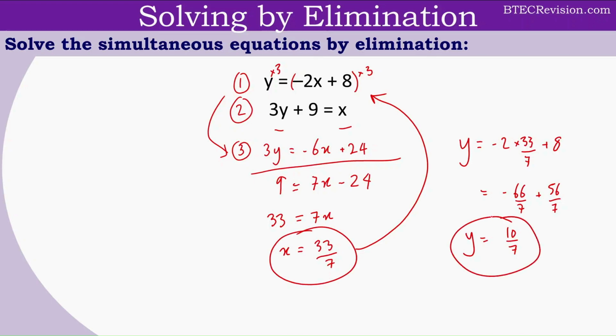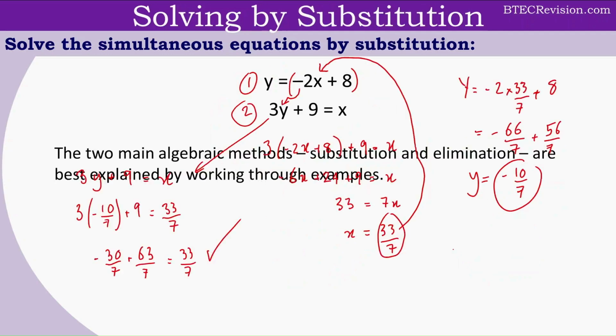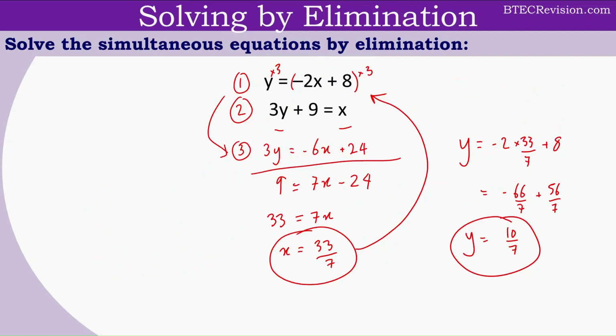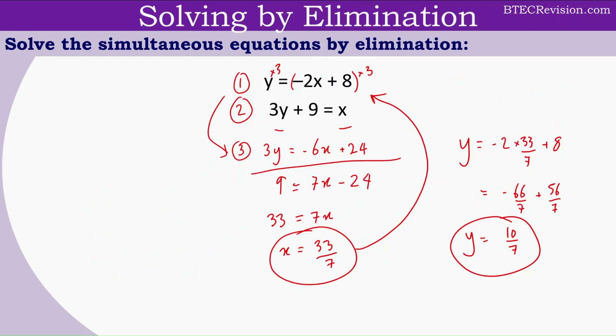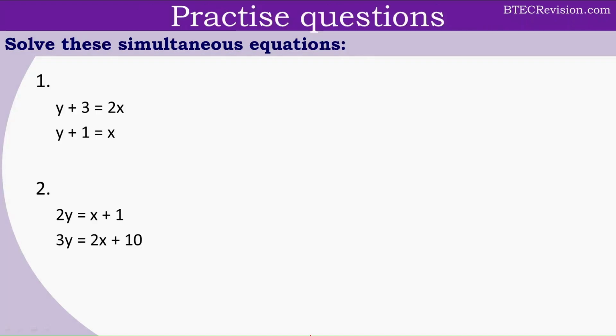Now, if we compare, these two simultaneous equations are the same as from the previous example, and we can see that the values are exactly the same. So 33 over 7 for x, and y is 10 over 7. So you can use either method, whichever is easier is the one that's recommended to solve simultaneous equations, and you should get the same answer each time. Now pause the video here and attempt these questions.